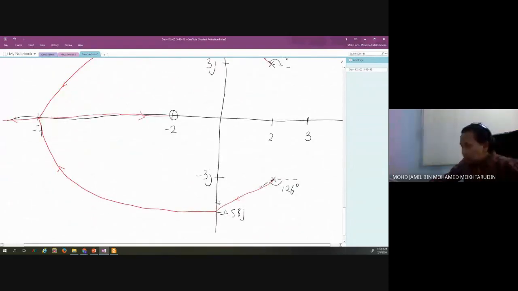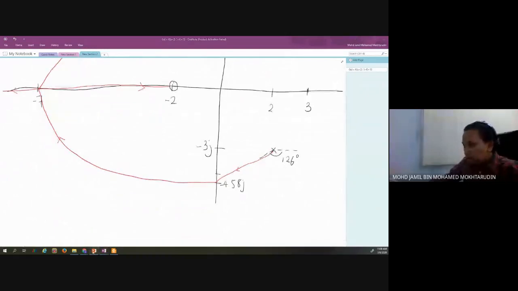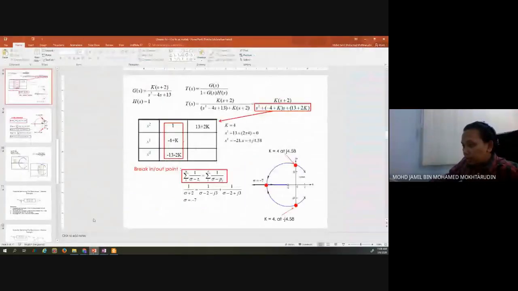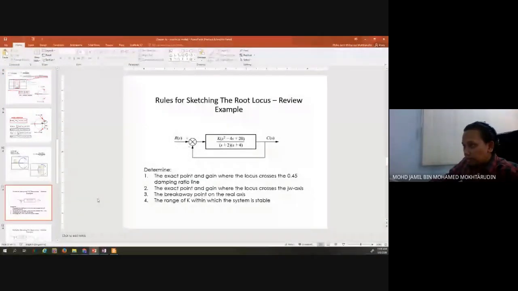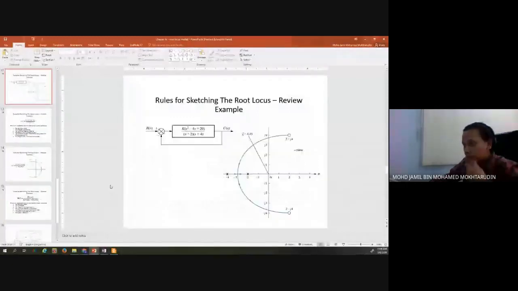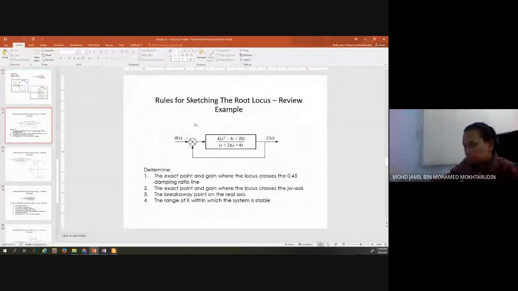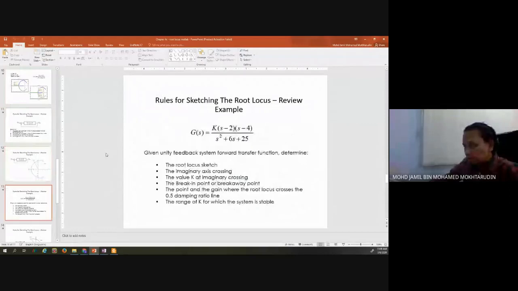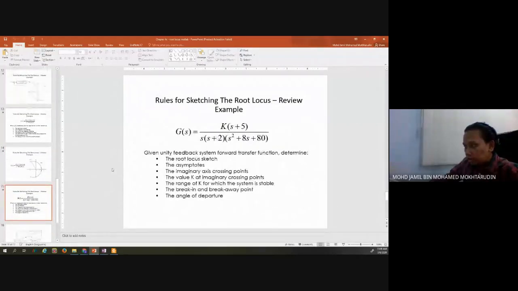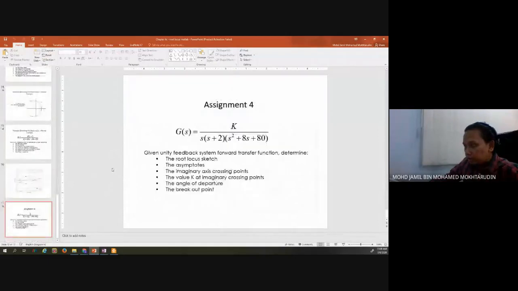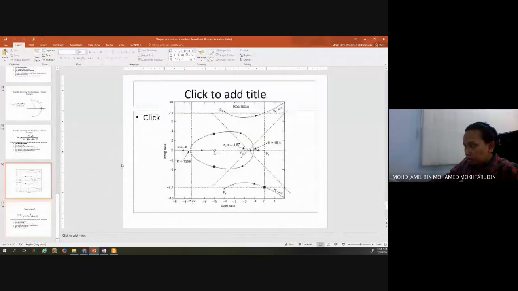Okay, so that's it for today's class. So for Friday's class, we will discuss more examples in slide 4C. For example, this question, and also this one. And then, you are given assignment 4.